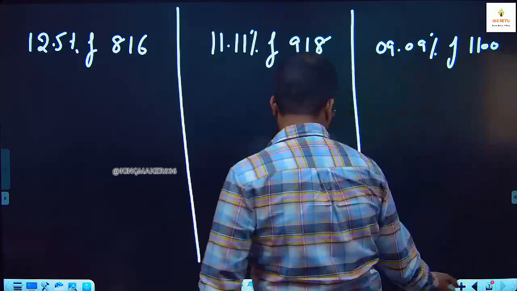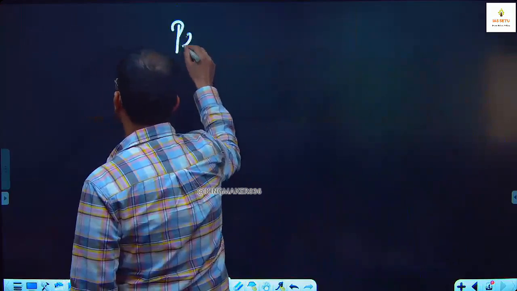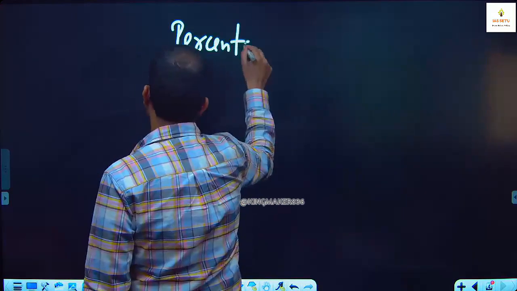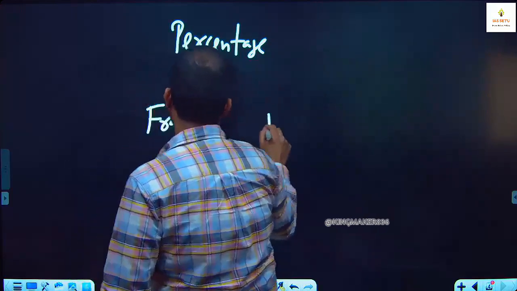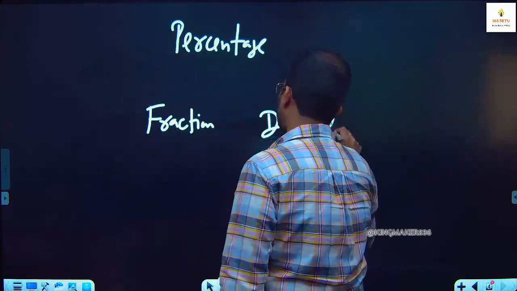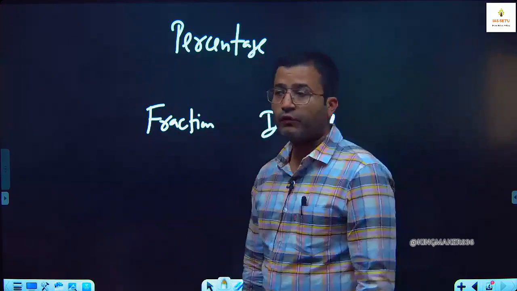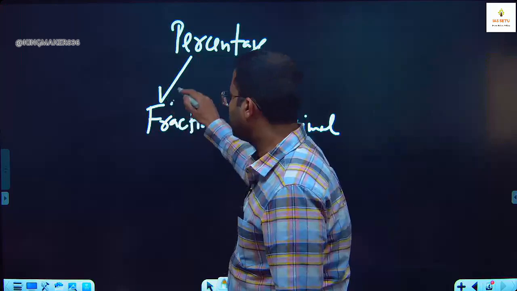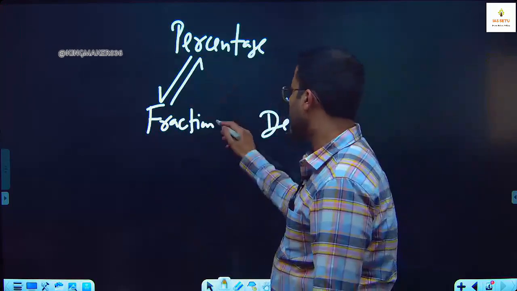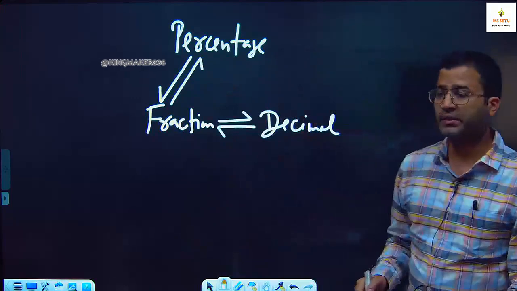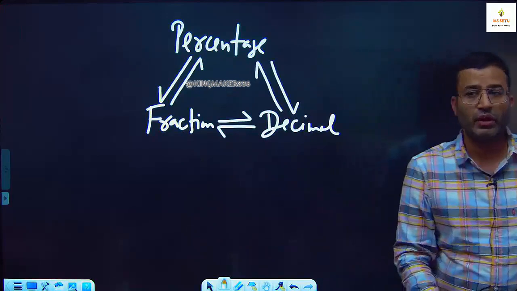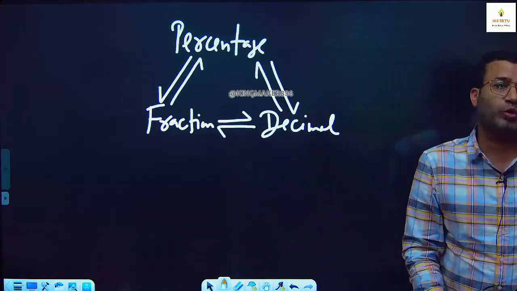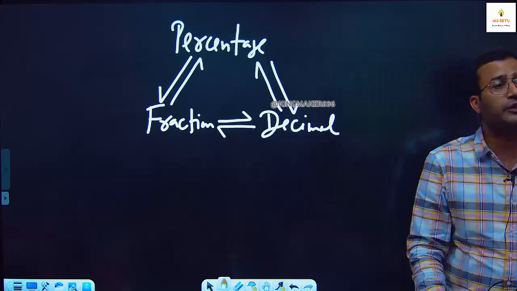So now here, like we have 3 things: percentage, fraction and decimal. We can convert percentage into fraction, fraction into percentage, fraction into decimal, decimal into fraction, decimal into percentage, percentage into decimal. And this conversion is important, and this will help you to increase your calculation speed.